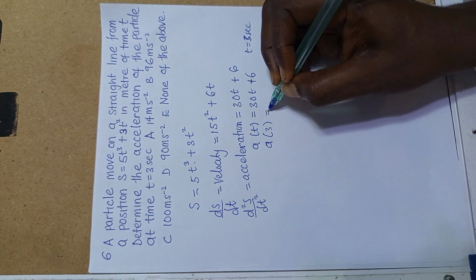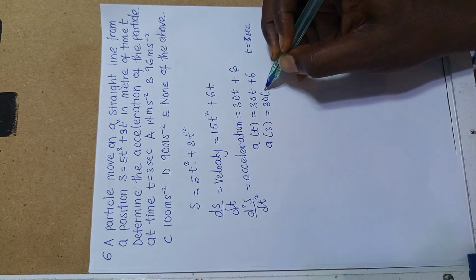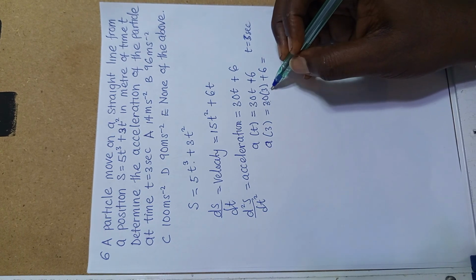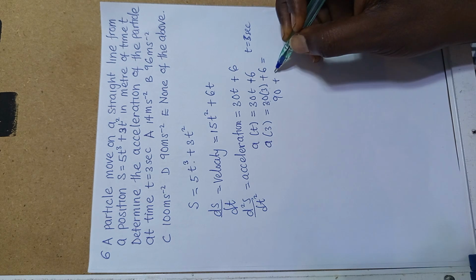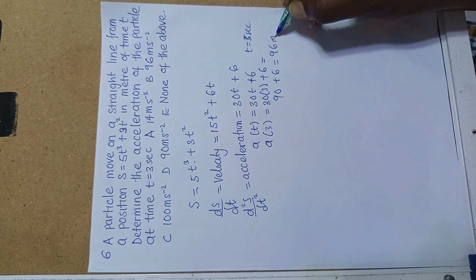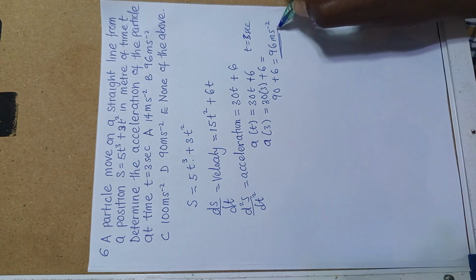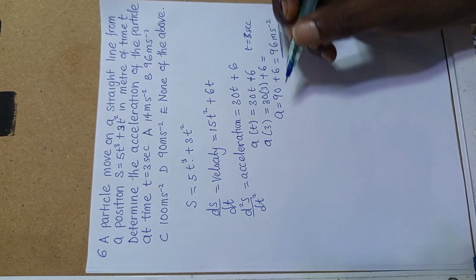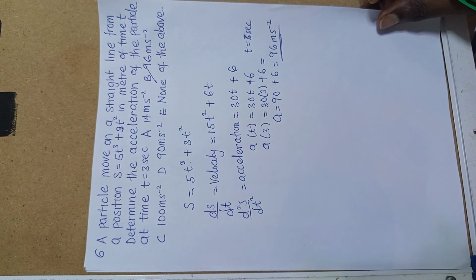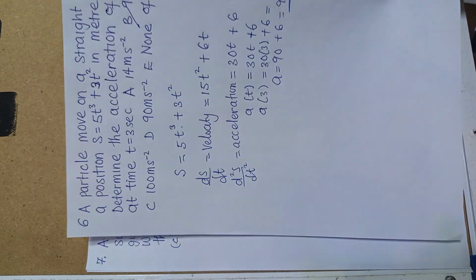That means 30 times 3 plus 6. So 30 times 3 is 90, plus 6. What do you have? I would have 96 meters per second squared. That is the acceleration, and that should be option B. So you have to be very careful in your differentiation so that you don't make errors.